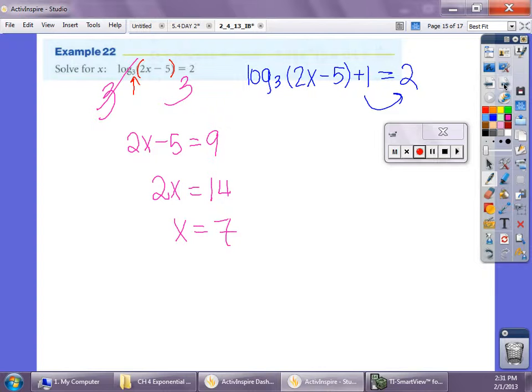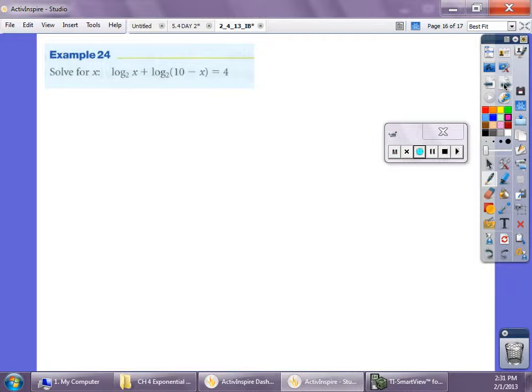Alright, next one. So here, I like this problem because if you look, it's not isolated. There are 2 different log functions, so you actually have to condense that so that the problem can be done. And to condense a sum means that it turns into a product.